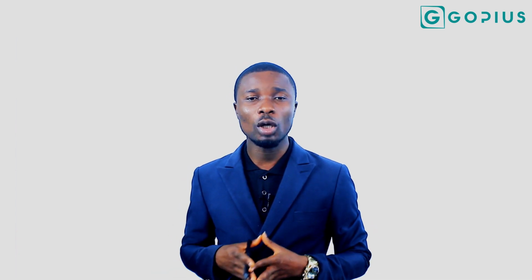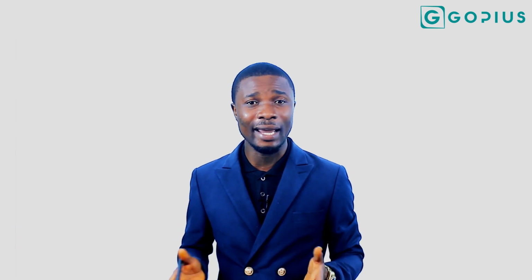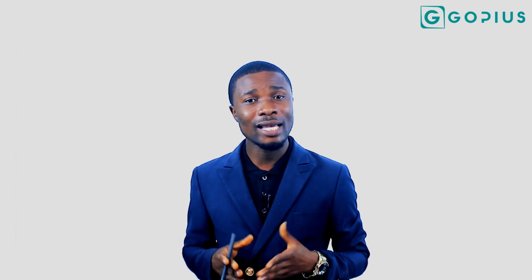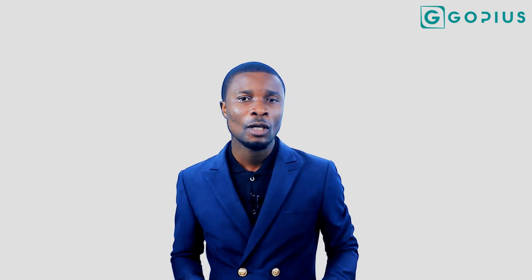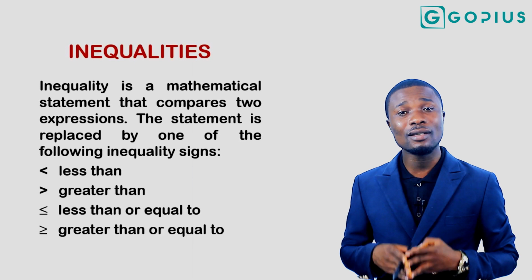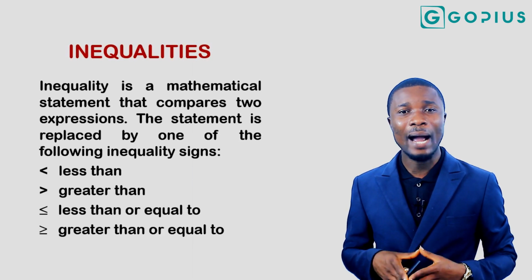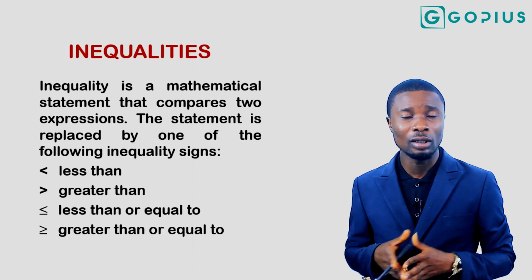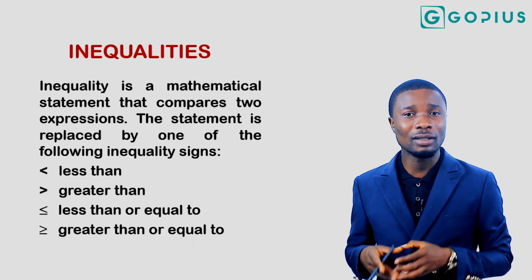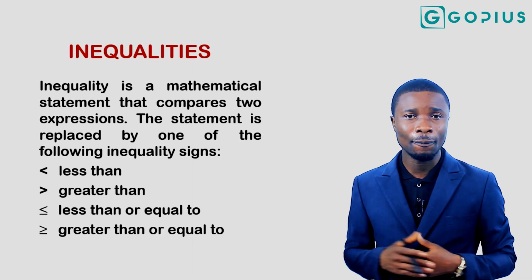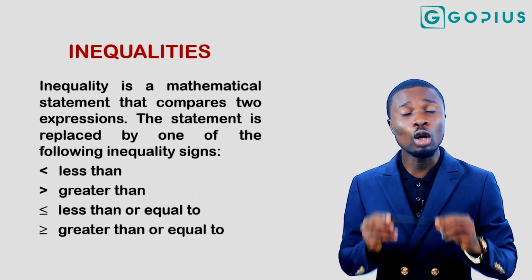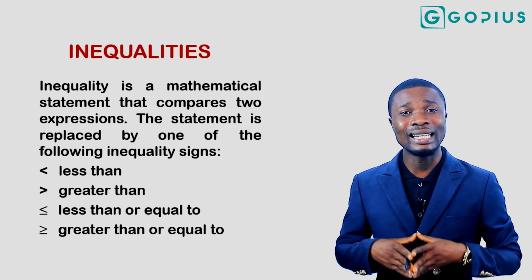Now in inequality, what you have is 2x plus 5 is less than 10, or 2x plus 5 is greater than 10, or 2x plus 5 is less than or equal to 10, or maybe 2x plus 5 is greater than or equal to 10. So what we call an inequality is when the equality sign in an equation has been replaced by one of these signs, which you can see on your screen. When the equality sign is replaced by an inequality sign like less than, greater than, less than or equal to, or greater than or equal to, what we have is no longer called an equation, it is now called an inequality.